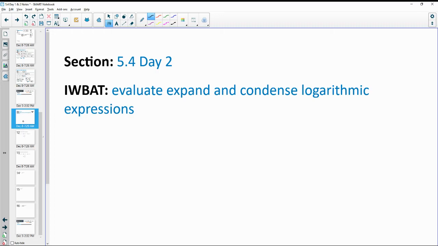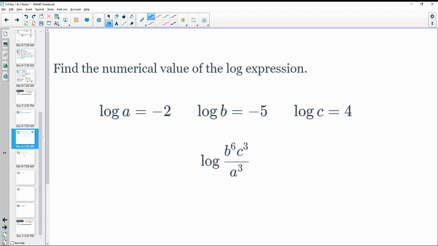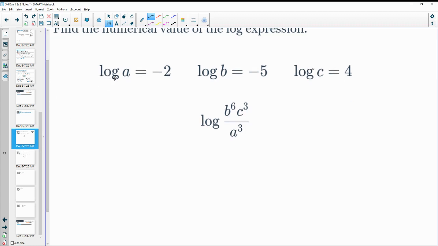In this video, we're going to look at section 5.4, day 2 for pre-calc, and this one is going to be solving some logarithmic or exponential equations. So for these first ones, we're going to look at if they give us numerical values for the logs, then let's evaluate them.